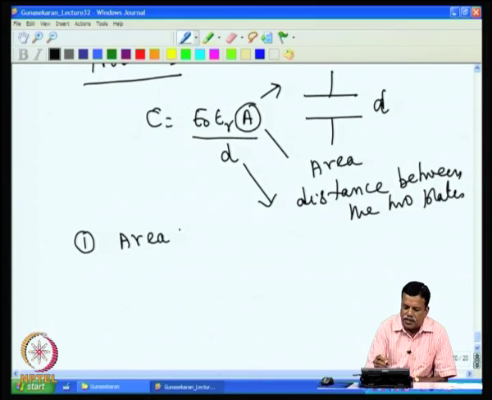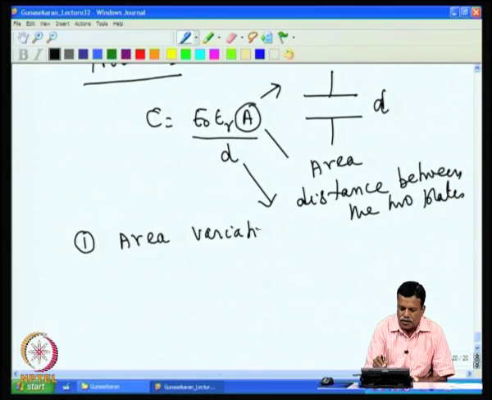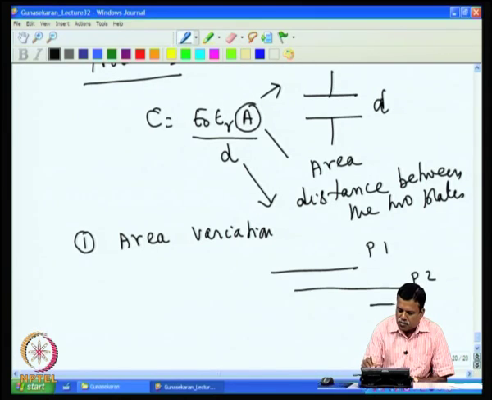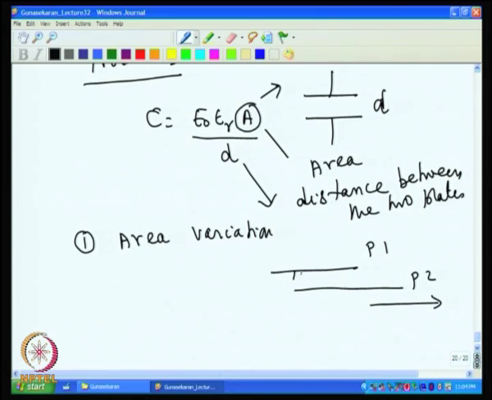Obviously, I can use it as a sensor for area variation. If I vary the area of the plate, then the area variation results in a capacitance change, and that can be used for sensing. You have one plate here, another plate here, plate 1 and plate 2, and if one is moved relative to the other, then the effective area varies. So, effective area changes with displacement.